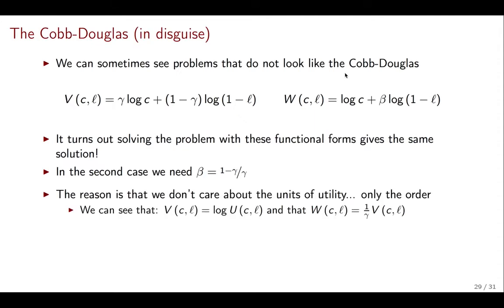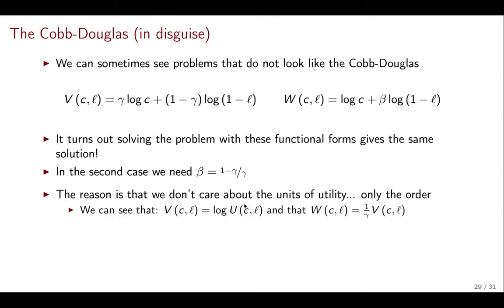Now, the reason here is the level, the units of the utility do not matter. What are they? They are utils. We don't know, is 5 utils a lot, is 7 utils a lot, is 1,000,000 utils a lot. It really doesn't matter, because the only thing that matters for us is which allocations give you more utility than others. It's the order.